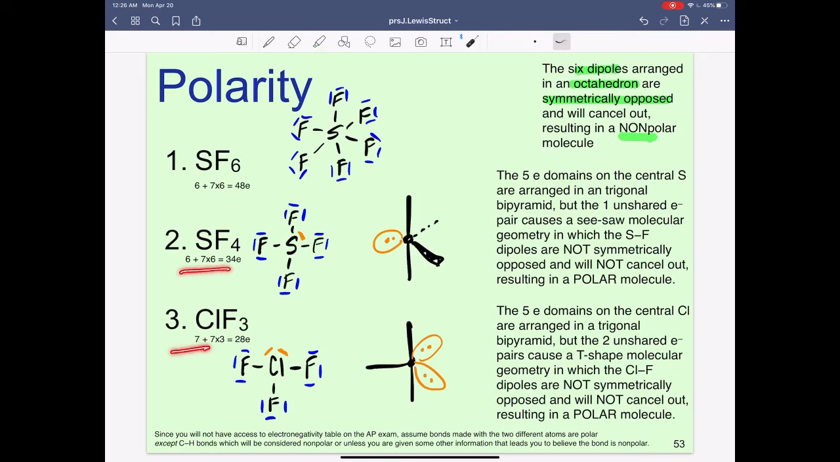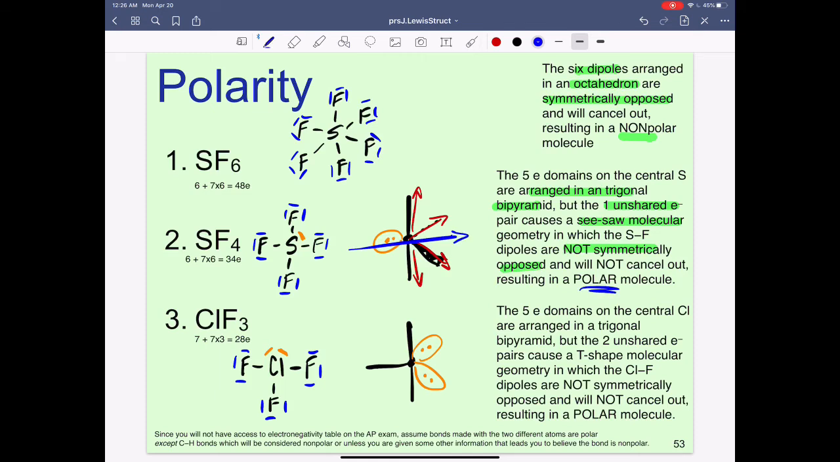The next two molecules both have 5 domains around the central atom, arranged in a trigonal bipyramid set of domains. But with one unshared electron pair, this will result in the seesaw molecular geometry, which will not be symmetrically opposed. The resulting dipoles will not be symmetrically opposed, and the molecule will end up polar.